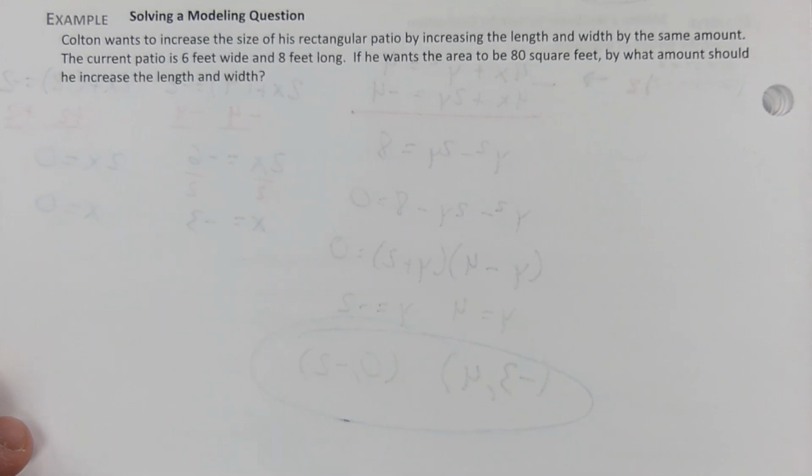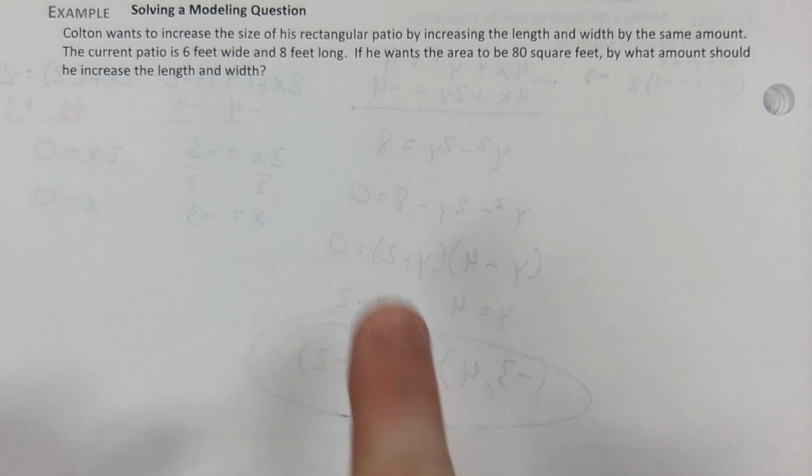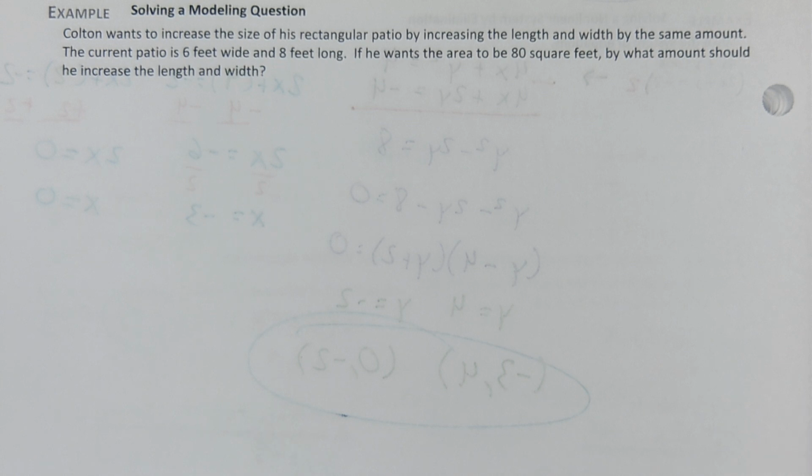Everybody's favorite, word problems. Luckily, we all speak this English language that we know and love. Colton wants to increase the size of his rectangular patio by increasing the length and the width by the same amount. That means if he makes the width go up by 1, he's got to make the length go up by 1. The current patio is 6 feet wide and 8 feet long. If he wants the area to be 80 square feet, because right now it's only 48, 6 times 8 is 48, by what amount should he increase the length and the width?